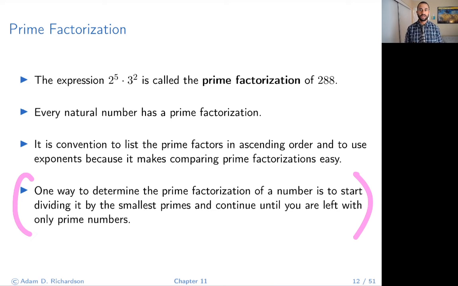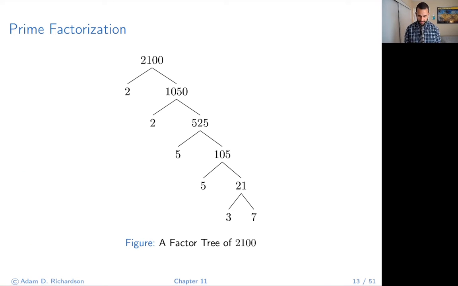One way to determine a prime factorization is to start dividing away, repeatedly dividing by the smallest possible prime every time. And I think I have an example of that coming up right here. So this is a factor tree for the number 2100. You can write 2100 as 2 times 1050. What I did here was I recognized that this was an even number, and so I divided by 2. And then this new number, 1050, is also an even number, so I divided by 2 again. And then I divided by 5 when I got to 525 because I know that's divisible by 5.